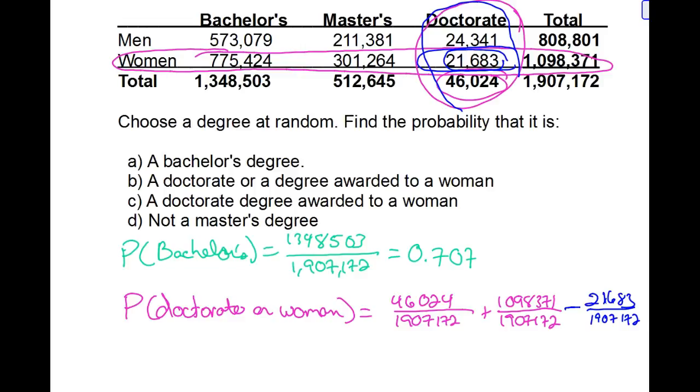And so when we solve this, we get that we have 1,122,712 out of the 1,907,172, which is equal to 0.589. Okay.